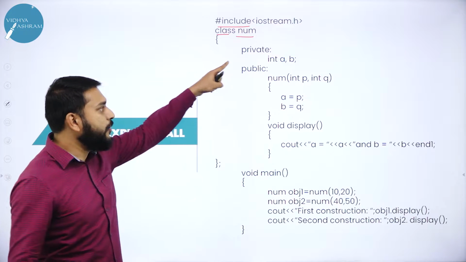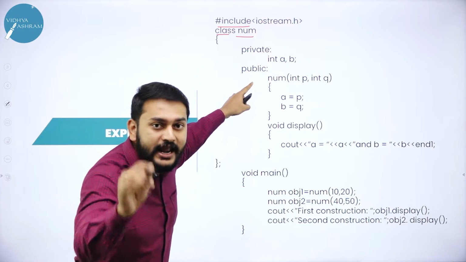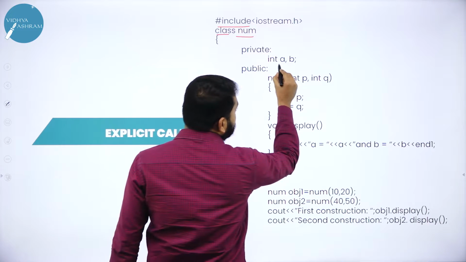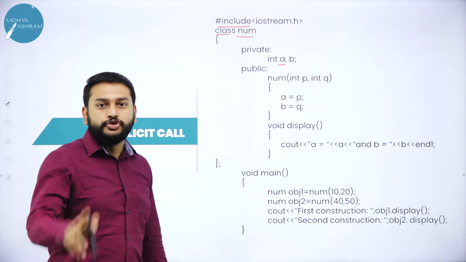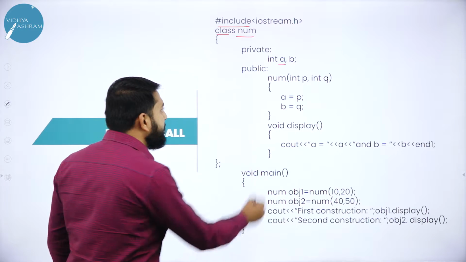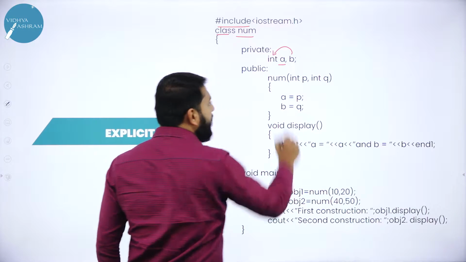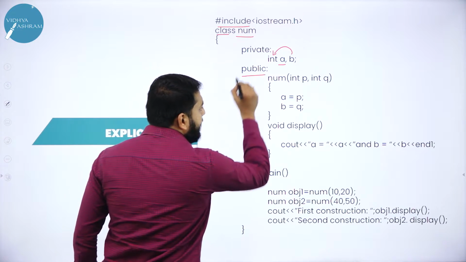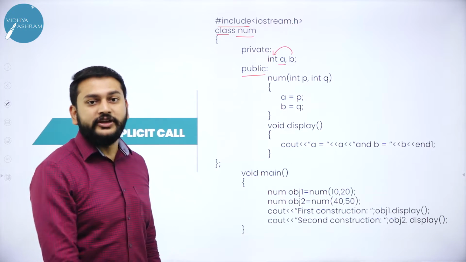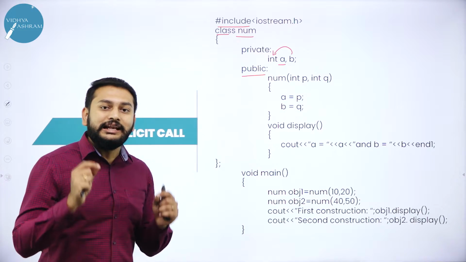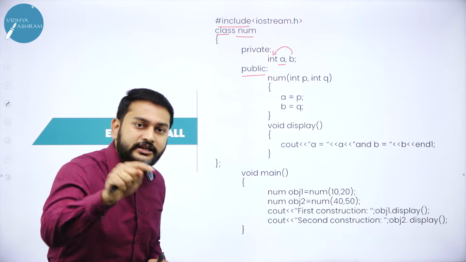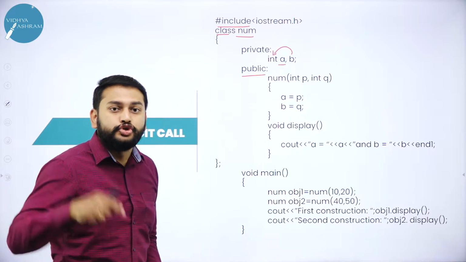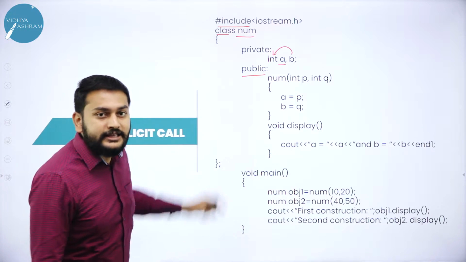Under the private access specifier, what do I have? I have 2 variables, a comma b, and both variables are of type int. And then, my dear students, please observe, I have the public access specifier. As I told you in the previous class, you declare the constructor inside the public access specifier. Whenever you are giving the constructor, it should be under the public access specifier.